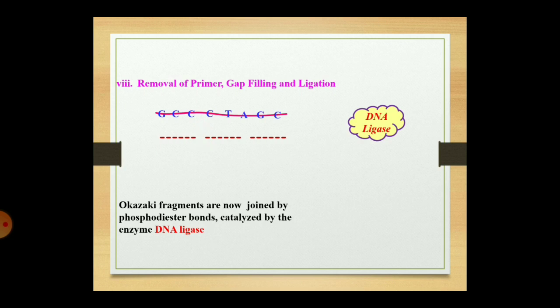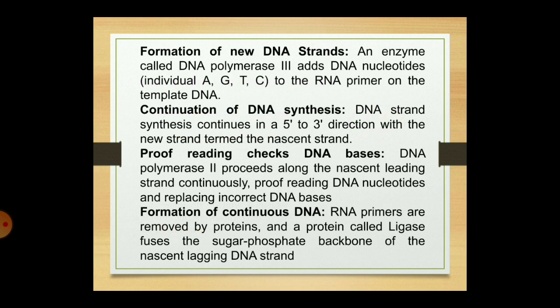Then look here, the formation of the new DNA strand. An enzyme called DNA polymerase 3 adds DNA nucleotides in the 5 prime to 3 prime direction to the RNA primer on the template DNA. The continuation of DNA synthesis: DNA strand synthesis continues in the 5 prime to 3 prime direction with a new strand termed the nascent strand, which we call the leading strand.